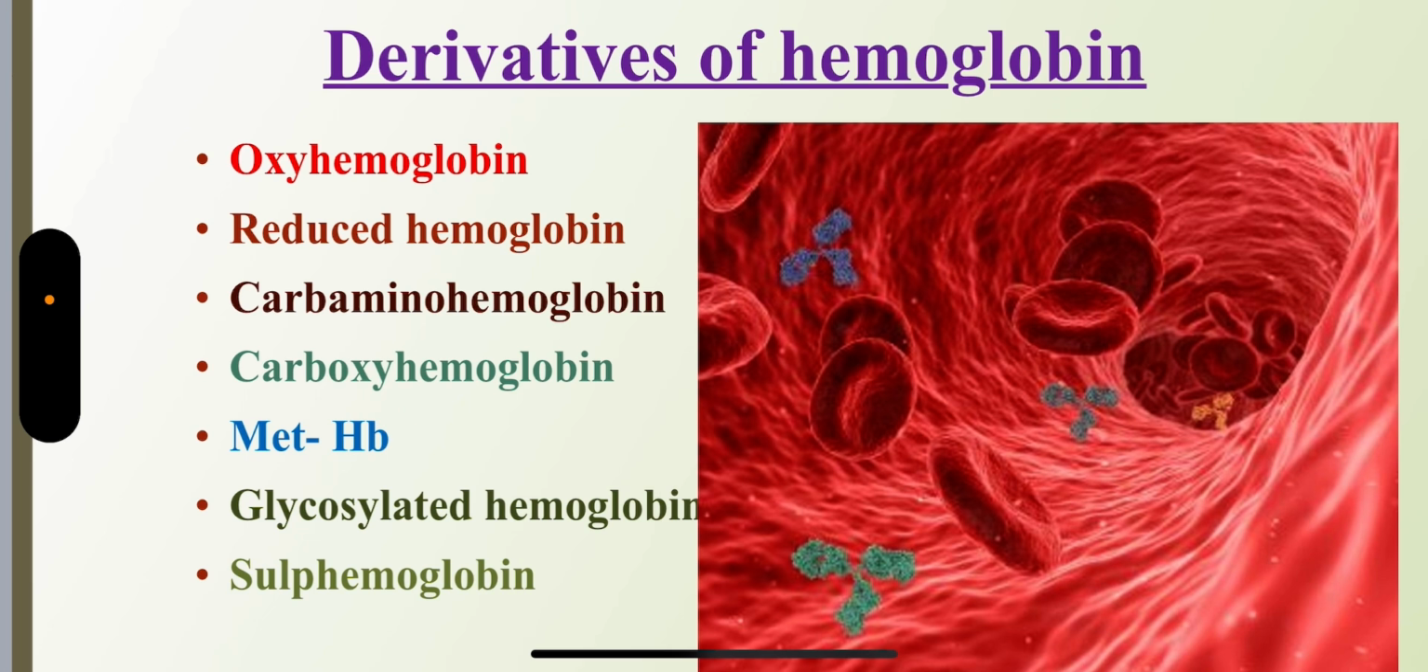Sulfhemoglobin. Sulfur, when it combines with the heme part of hemoglobin, forms a greenish derivative of hemoglobin. It cannot carry oxygen.